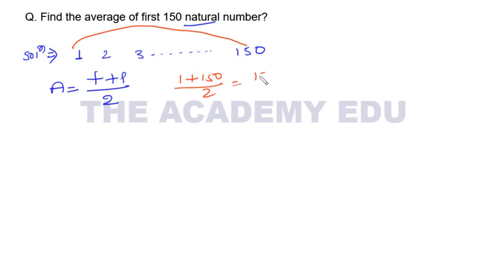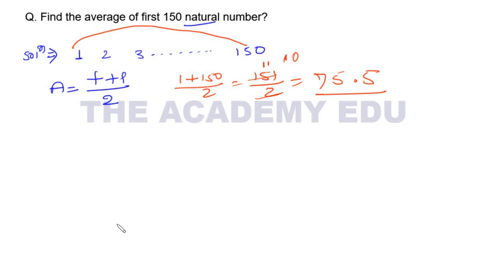So if you add it, 151 by 2, and divide it. 2 7s are 14, so here I am left with 1 and 1. 2 5s are 10. Again I am left with 1, so put the point and get a 0 here. 2 5s are 10. So this is the average of the first 150 natural numbers. Okay.